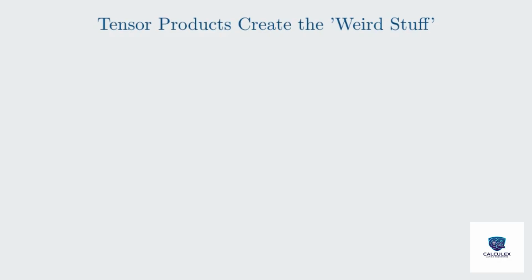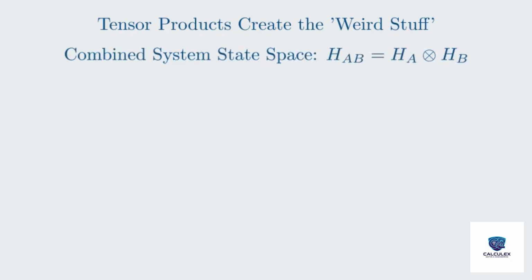To describe the combined system, A plus B, we don't just add the vector spaces. That would make the dimension the sum of the individual dimensions. Instead, we use the tensor product. The state space for the combined system, HAB, is the tensor product of the individual state spaces, HA and HB. What does this mean for the dimension? Tensor products don't add dimensions, they explode them. If System A is in an n-dimensional space, and System B is in an m-dimensional space, the combined system is in an n times m-dimensional space.